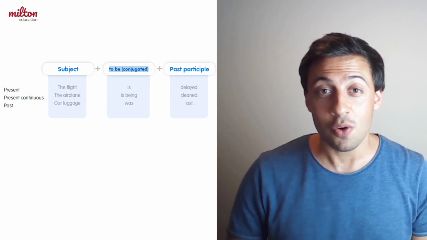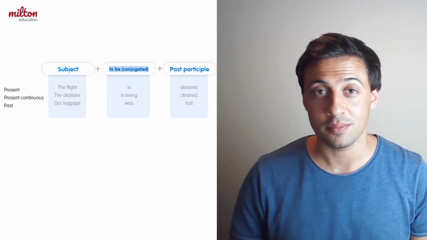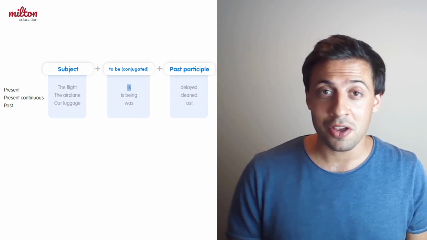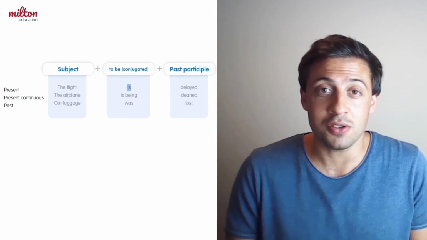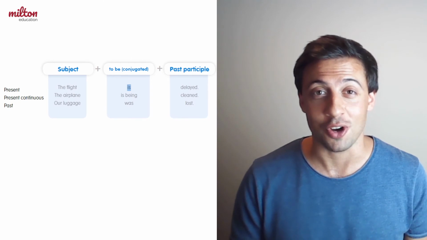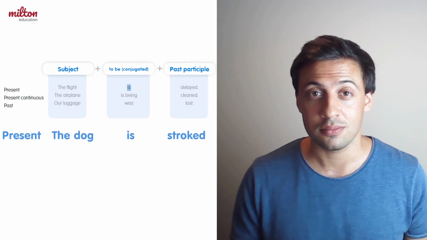As I said, we can change which tense we are talking in by conjugating the verb to be differently. I want to tell you a present tense sentence. I want to tell you that in general, the dog in my house is stroked because every day I stroke him and my whole family likes stroking this dog. So, the dog is stroked.